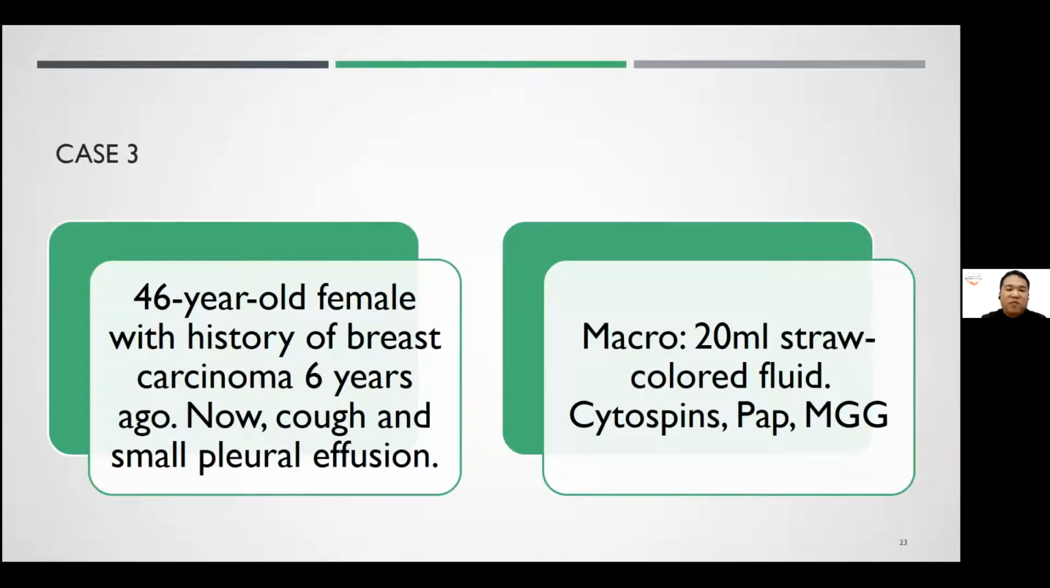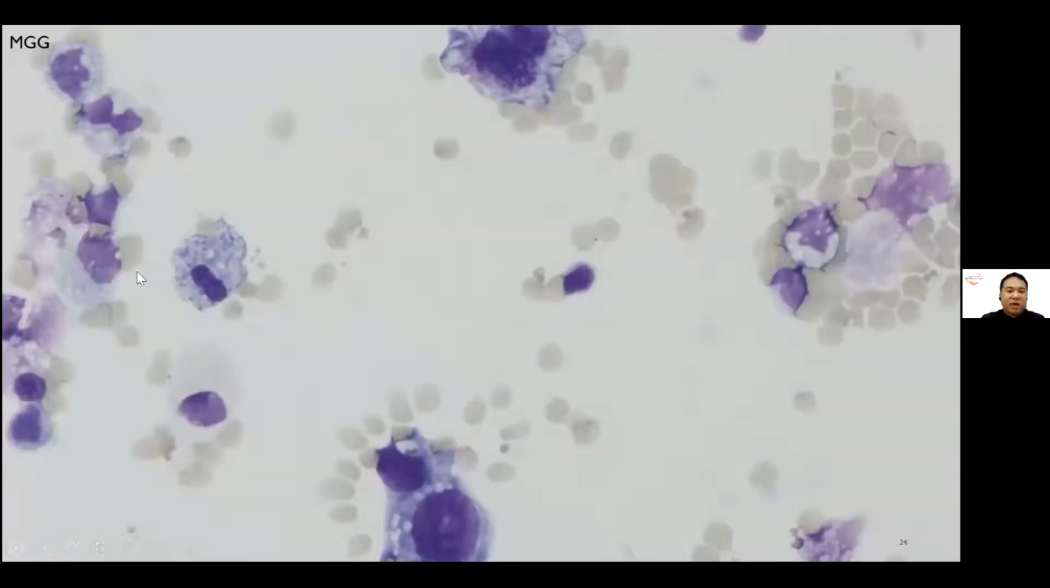Case 3 is a 46-year-old female with a history of breast cancer 6 years ago. Now she complained of cough, and the X-ray showed a small pleural effusion, and we got 20 milliliters of relatively suboptimal strawberry-colored fluid. We prepared cytospin and Giemsa stain. This is the modified Giemsa stain. You can see this is probably mesothelial cells, but this is probably lymphocytes. But these cells are poorly preserved or maybe artifacted, so not easy to evaluate.